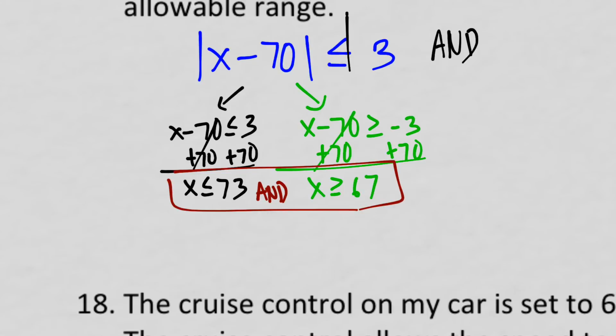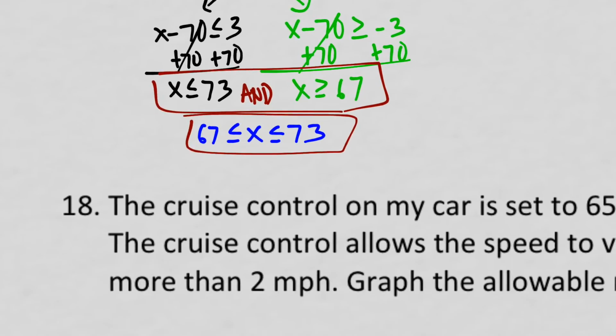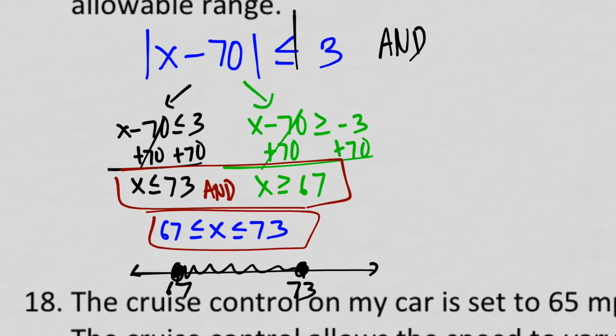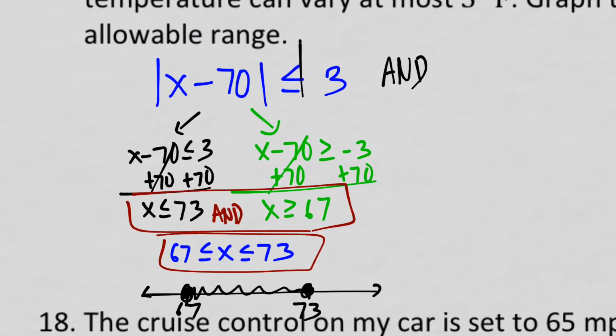The other way we write it is like this: 67 is less than or equal to x is less than or equal to 73. And finally, let's graph it. Here's a number line. Find 67, find 73. Close circle on both of them and shade in between. Done. So once again, the number inside the absolute value with the x is what you want.